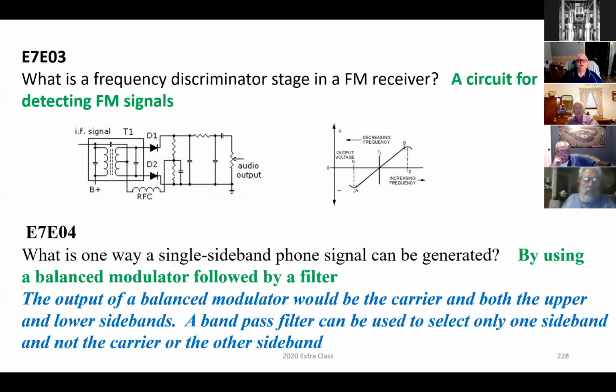Okay, what is the frequency discriminator stage in an FM receiver? That would be a circuit for detecting FM signals. And here again is kind of a common detector stage showing the transformer, the diodes, and the net filter capacitance network to the audio output. And they show the waveform that would be seen.